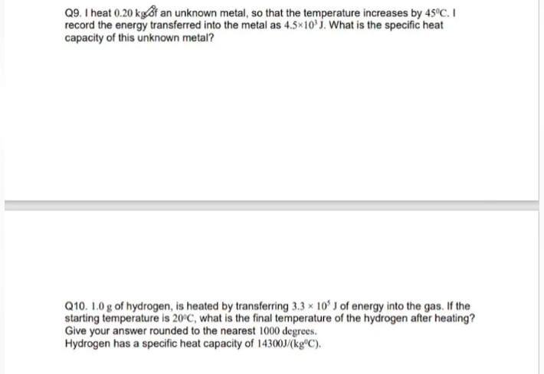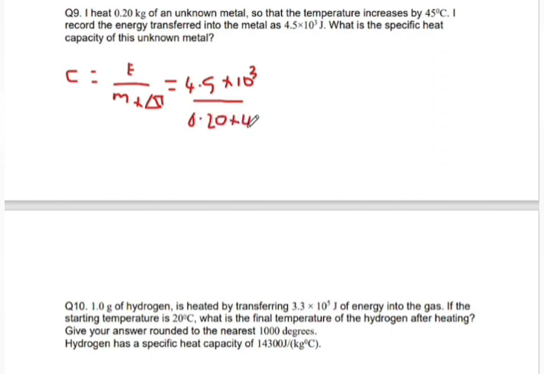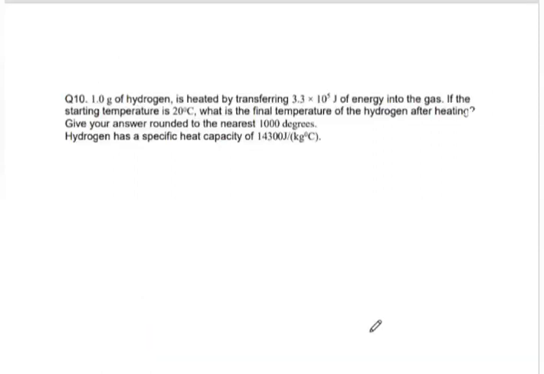Heat 0.20 kilogram of an unknown metal so that the temperature increases by 45 degrees centigrade. I record the energy transfer into the metal as 4.5 times 10 to the power 5 joules. What is the specific heat capacity of this unknown metal? So the specific heat capacity is going to be E divided by the mass times change in temperature, which is equal to 4.5 times 10 raised to the power 5 for the energy, divided by the mass 0.2 times the temperature change, which is equal to 45 degrees. So on plugging this into my calculator, my result is going to be equal to 500 joules per kilogram per degree centigrade, or per Kelvin.